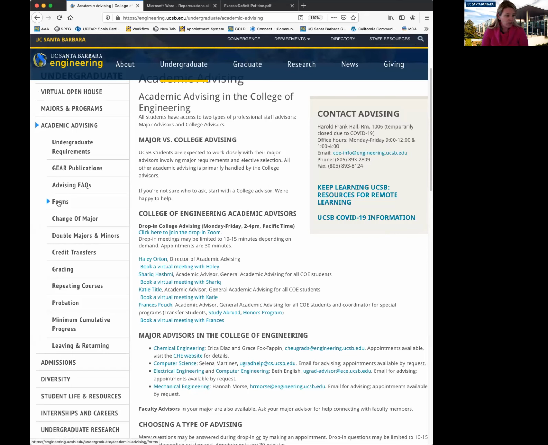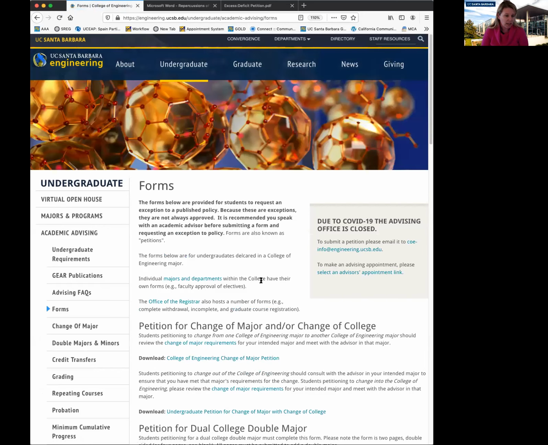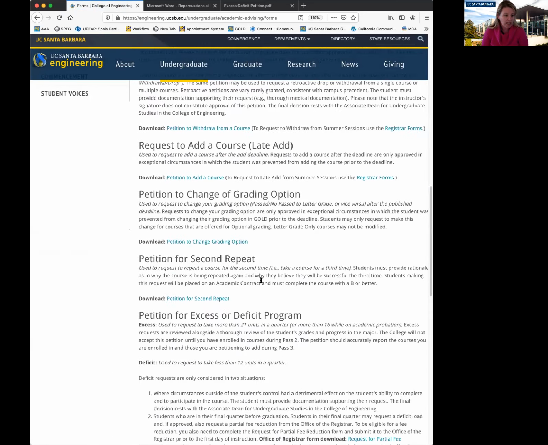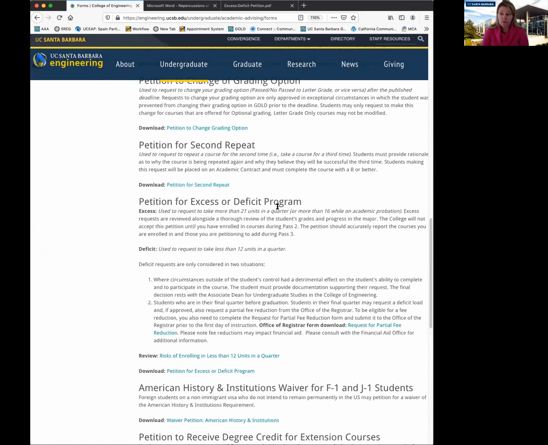If you are looking for the forms where the deficit load resides, you can scroll down a ways. And again, you'll notice it's under the petition for excess or deficit program. It's on the same form. You're just going to click the appropriate box. So you can download the petition here. You'll notice we've also linked to the Office of the Registrar form, so that way you can get that partial fee reduction form.